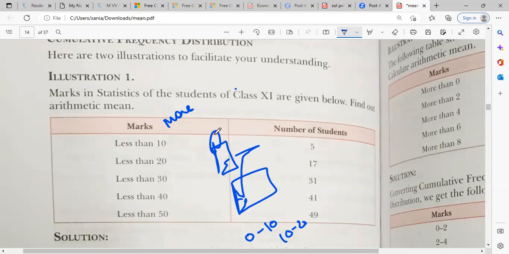So now, what is your task? First of all, you will convert this series into a continuous series, like this, 0 to 10, 10 to 20, and then you will solve it. Are you getting it? Yes, ma'am. Because it's not possible otherwise, first of all you will convert. So we'll understand how you are going to convert it.